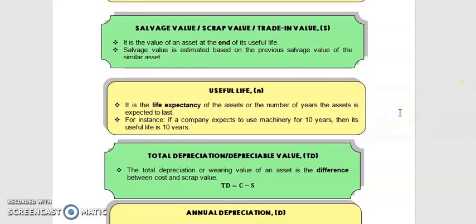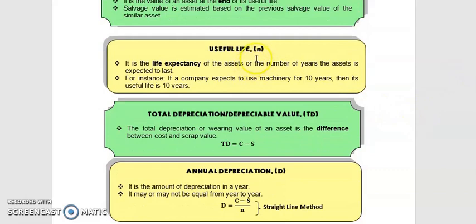Next is useful life. We use lowercase n here. Useful life is the life expectancy of the asset, or the number of years the asset is expected to last. For example, a company expects to use machinery for 10 years, then its useful life is 10 years. So the value of n here is equal to 10.